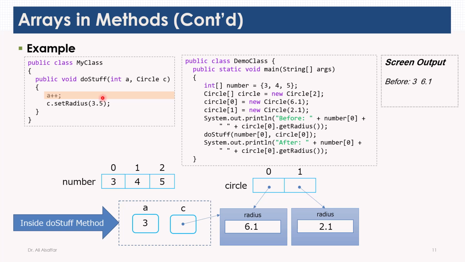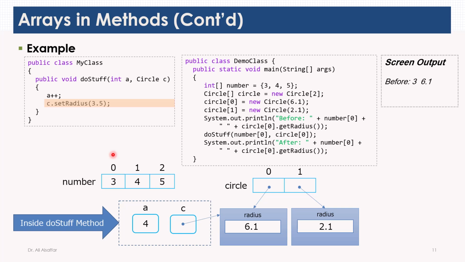Now let us see what happens when we change the values of the local variables A and C. In the first line inside the method, we are increasing the value of A by 1. Remember that A receives a copy from the actual parameter number 0. So here we have a 3 and here we have a 3. But when you change the value of A inside the method, since A is a primitive data type, in fact you are changing the copy. The original actual parameter value has never changed. Why? Because we are passing a primitive data type.